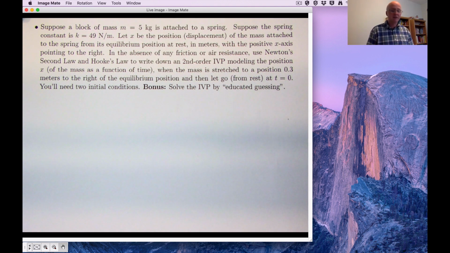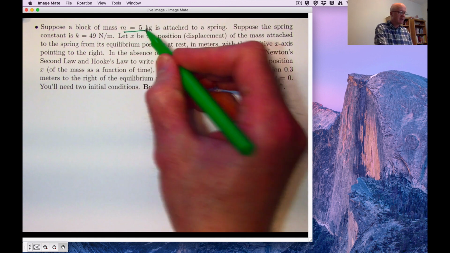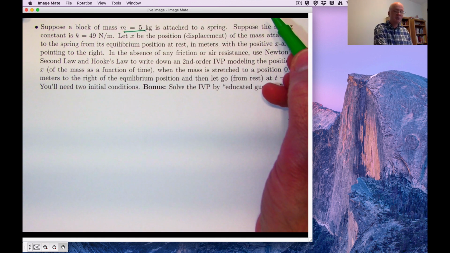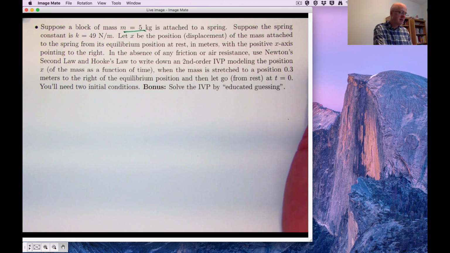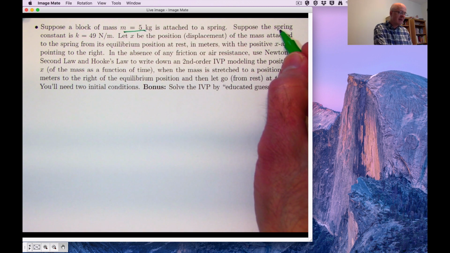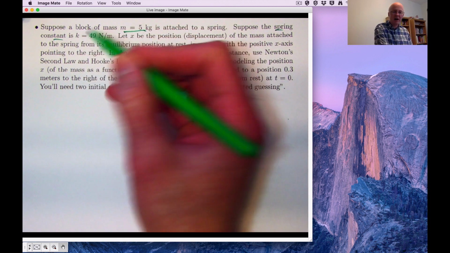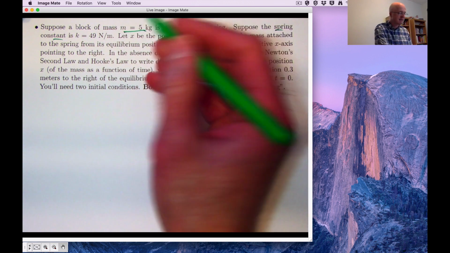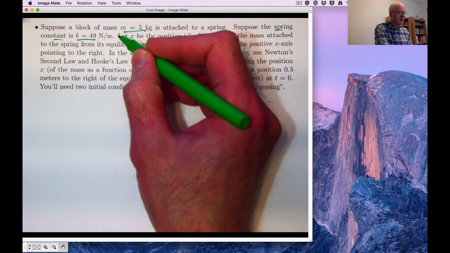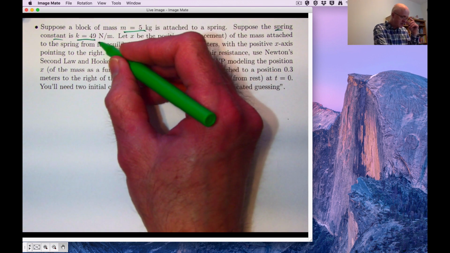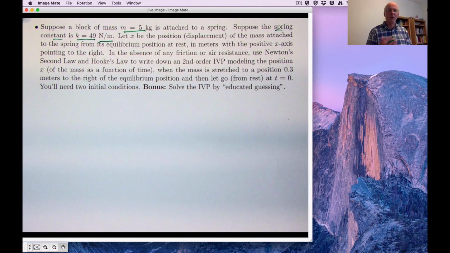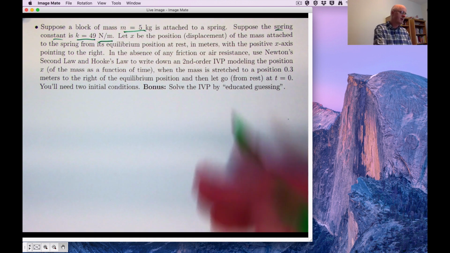Suppose we got a block of a certain mass, m equals 5 kilograms, attached to a spring. It's a mass on a spring. Suppose the spring has a spring constant, sometimes called a stiffness constant, K equals 49. In standard units, that would be newtons per meter. Don't worry about what newtons per meter means. You can give it meaning, but don't worry about it.